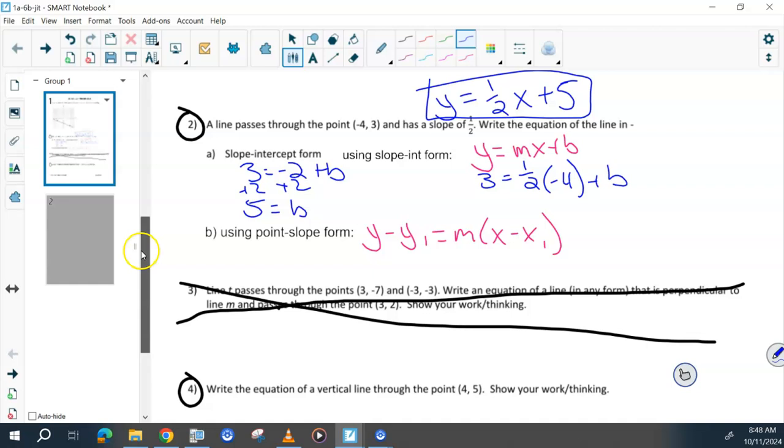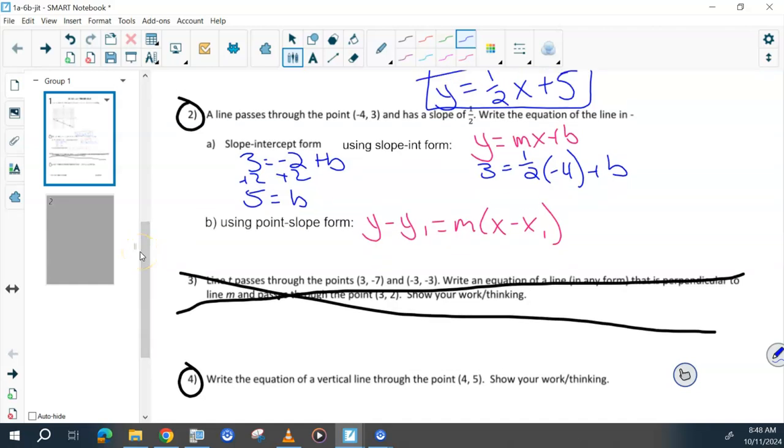You should be using your point-slope form on the quiz and test by putting in this for x1, this for y1, so y minus 3 equals 1/2 times x minus a -4, or plus. Tyler, go ahead and close that. And then you can distribute, and get rid of the 3 by adding it to the other side.